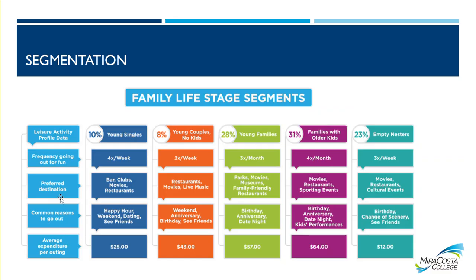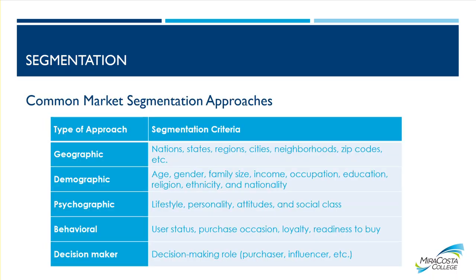Common reasons to go out, preferred destination, frequency going out for fun. So young singles are going to go out more times a week, 4 times a week. Empty nesters 3 times a week. Maybe young couples with no kids are only going out 2 times a week. Young couples with no kids would rather go out to restaurants, movies, and live music, whereas young singles might rather go to bars, clubs, movies, and restaurants. So it's data research here on the family life stages of segments.